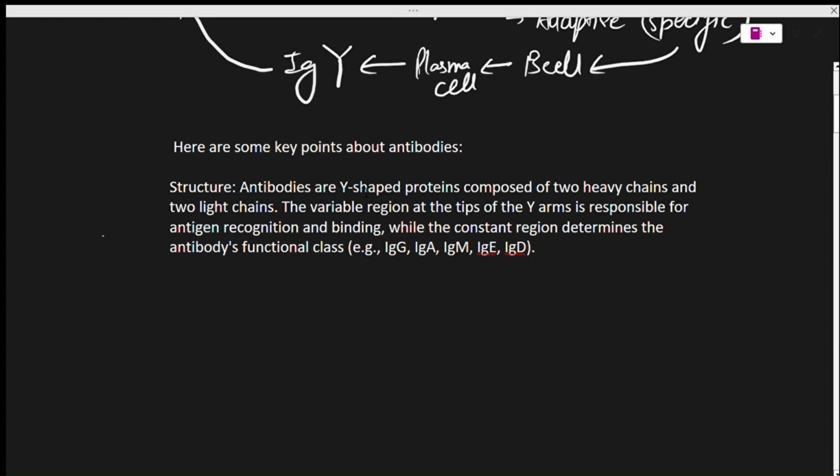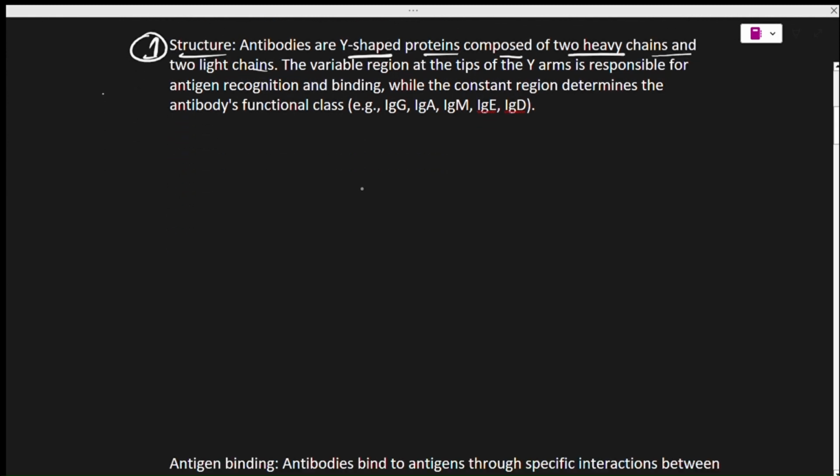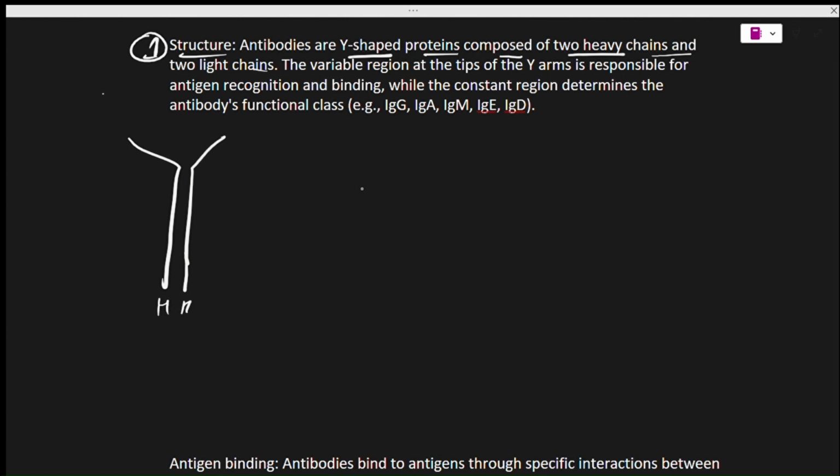So here are some key points about the antibody. The first point is the structure. Antibodies are Y-shaped proteins composed of two heavy chains and two light chains. Let me describe this to you. Suppose this is an antibody. I have drawn a Y-shaped structure. These two lines are our heavy chains, and in this region we have light chains. That is why we also describe antibodies as 2H and 2L, H for heavy and L for light.